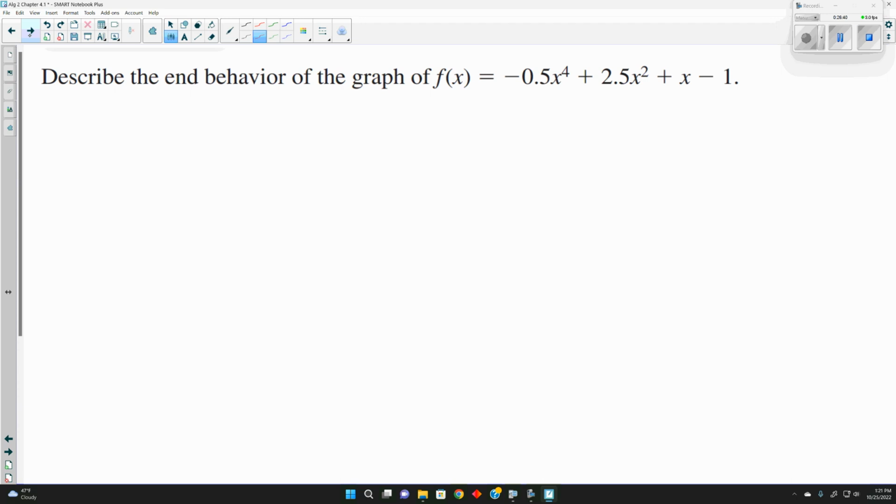You ready for this here? It's not as hard as you think it is. Looking at this function here, what is the degree?